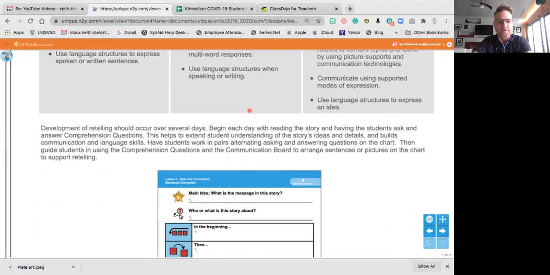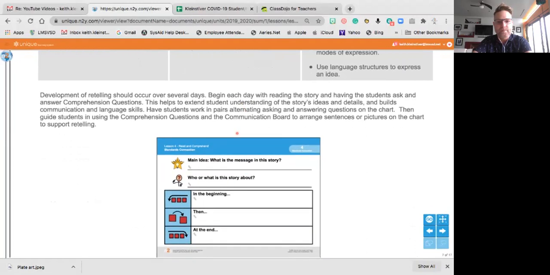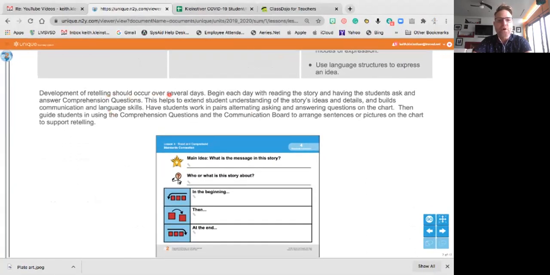Okay, so developing a retelling should occur over several days, beginning each day with reading the story and having the students ask and answer comprehension questions. So that's the story that was in the previous lesson. You can do this multiple days. That's what we would do in school. We'd read the story the whole week. This helps to extend students' understanding of the story's ideas and details and build communication and language skills. Have students work in pairs, alternating asking and answering questions on a chart. So obviously, unless they have a buddy at home, you're going to be doing that with them at home. You're going to be their pair.